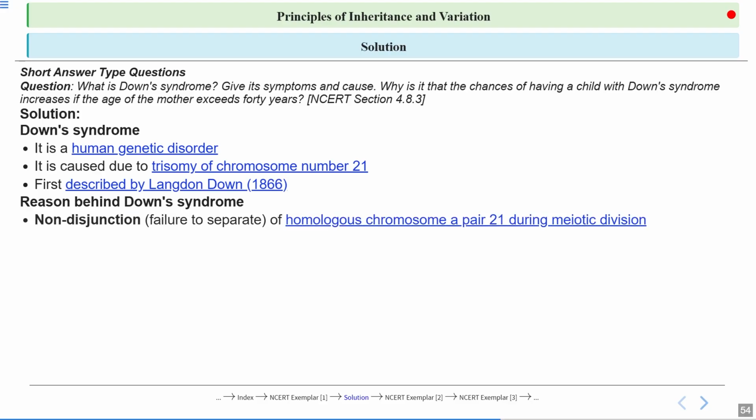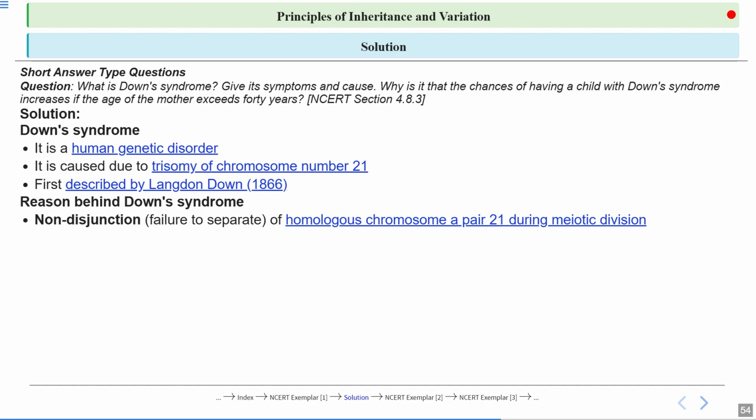What are the reasons behind Down syndrome? Basically, it is due to non-disjunction of the homologous chromosomes. Non-disjunction means failure to separate. Due to non-separation of the homologous chromosomes, Down syndrome occurs. This non-disjunction occurs during gamete formation, and it gives rise to Down syndrome, where there is a trisomy of chromosome 21.